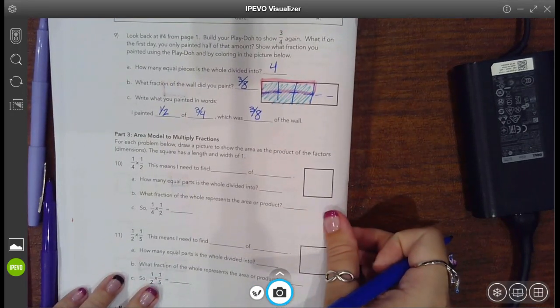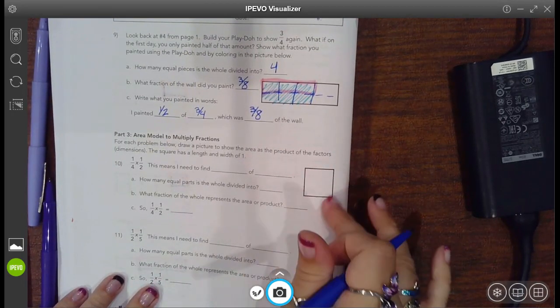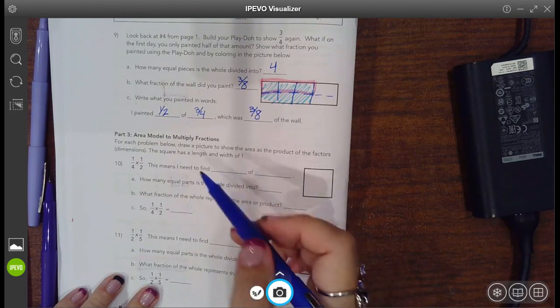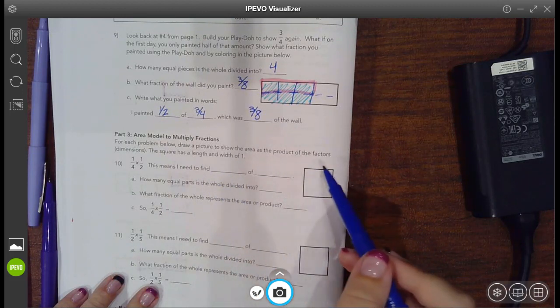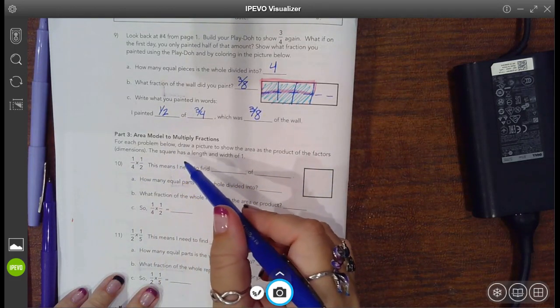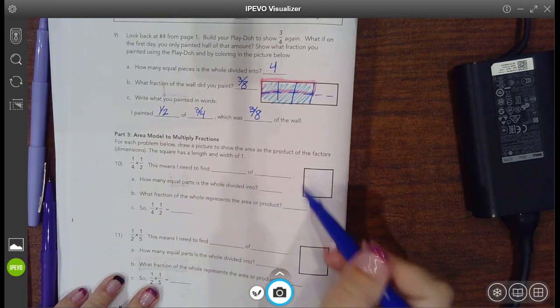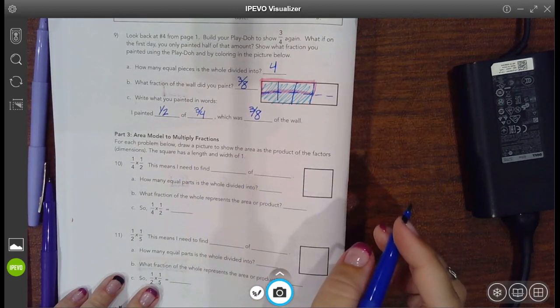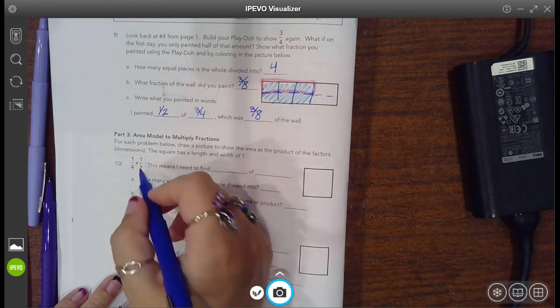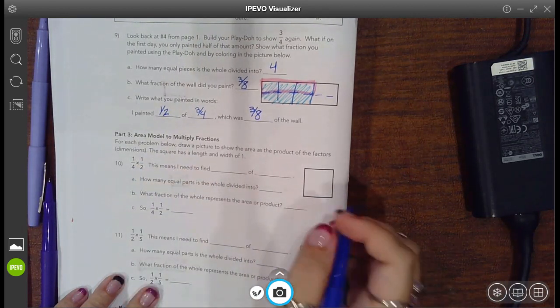All right. Now we have this one. This one looks more square-like, huh? It says, for each problem below, draw a picture to show the areas as the product of the factors on the square. So it's a square, not a rectangle this time, has a length of 1 by 1. Okay, so I think it's easier to cut it in half. So let's start with 1/4.